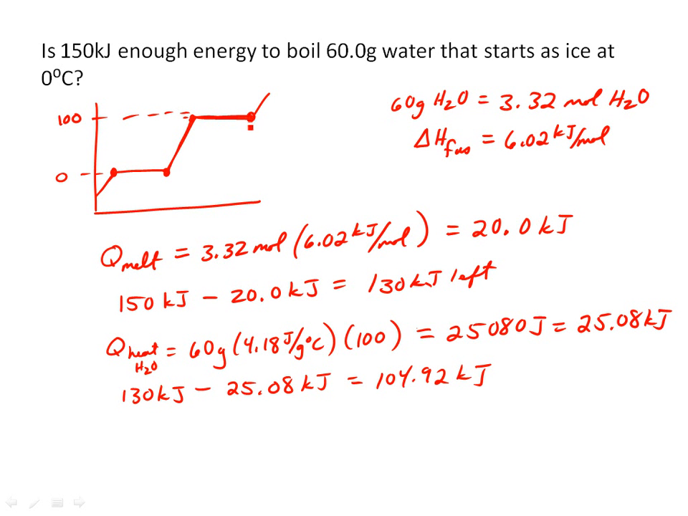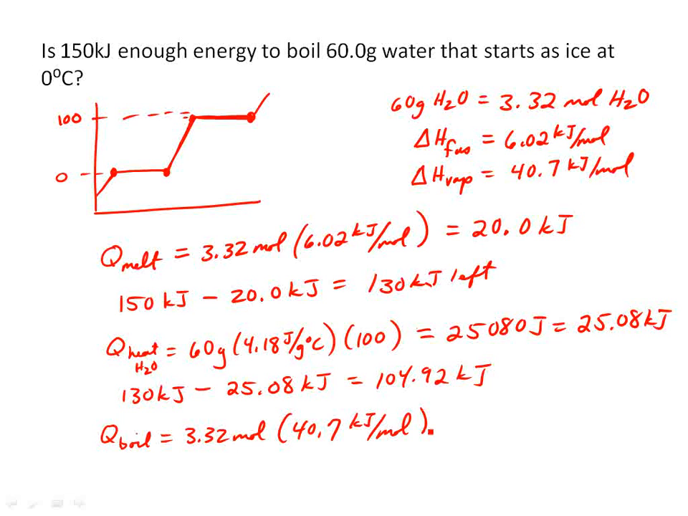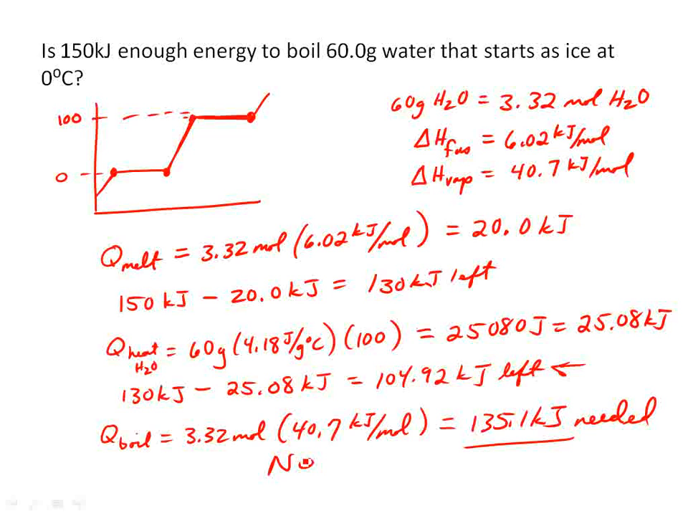Okay, so now I want to see if I have enough to make the transition to boil the 60 grams of water. So now I'm going to need my delta H of vaporization, and looking that up, it's 40.7 kilojoules per mole. So Q to boil is going to be 3.32 moles times 40.7 kilojoules per mole. That's going to equal 135.1 kilojoules. That's what I would need to boil the 60 grams of water, and I only had about 105 kilojoules at the time that I reached the boiling point. So the answer is no, I do not have enough energy to boil the water. I would be able to boil some of it, but not all 60 grams.